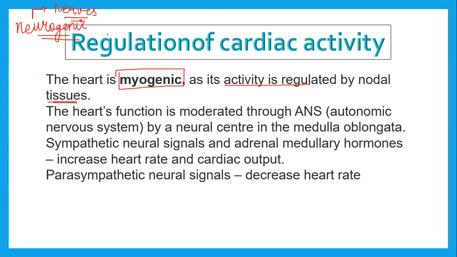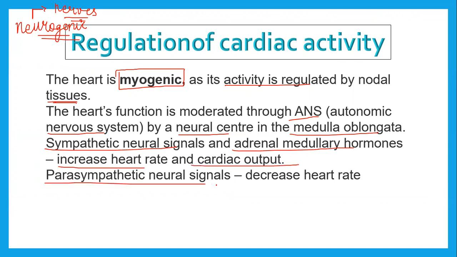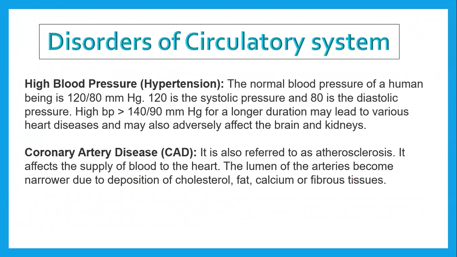So in the case of human beings, the heart is myogenic. Heart activity is regulated by the nodal tissues present in the heart itself, and is moderated by the autonomic nervous system, by a neural center in the medulla oblongata. The sympathetic nervous system and adrenal medullary hormone increase the heartbeat and cardiac output. The parasympathetic nervous system, opposite in function, decreases the heart rate after the tough situation is over.